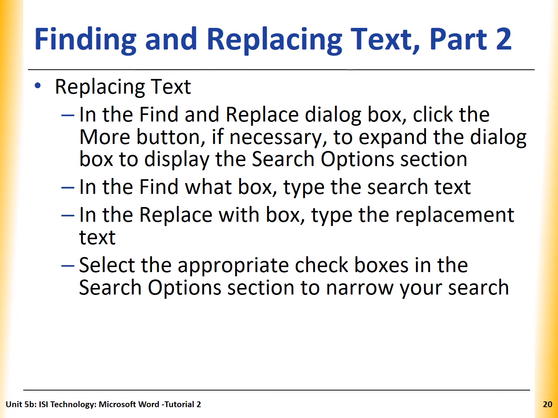So, replacing text. In the Find and Replace dialog box, click the More button if necessary to expand the dialog box to display the search options section. In the Find What box, type the search text as I told you before. In the Replace With box, type the replacement text. Select the appropriate checkboxes in the search options section to narrow your search. For example, if I need to match only the same exact word.